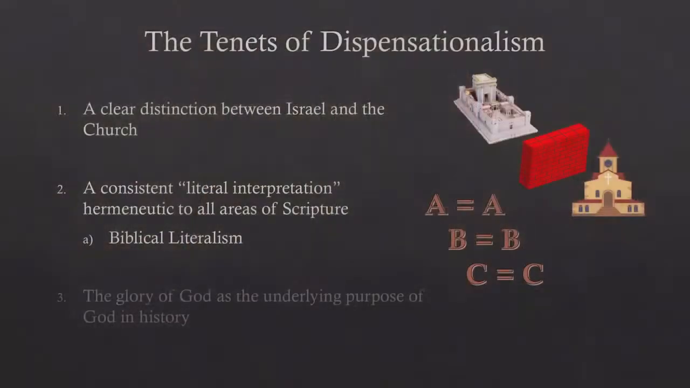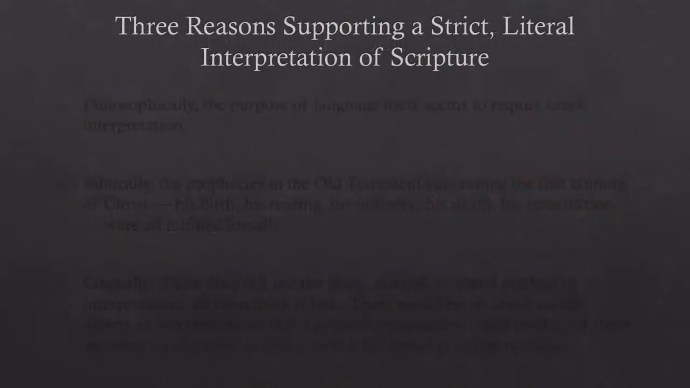Lastly, the third major tenet is that the glory of God is the underlying purpose of God in history. Everything God is doing in these different dispensations, dispensationalists would affirm, is for the way God is glorifying himself in history. The major crux of the dispensational framework is the literal interpretation. This is huge for their hermeneutic. There are a couple of reasons why they feel this is the right way to interpret Scripture.